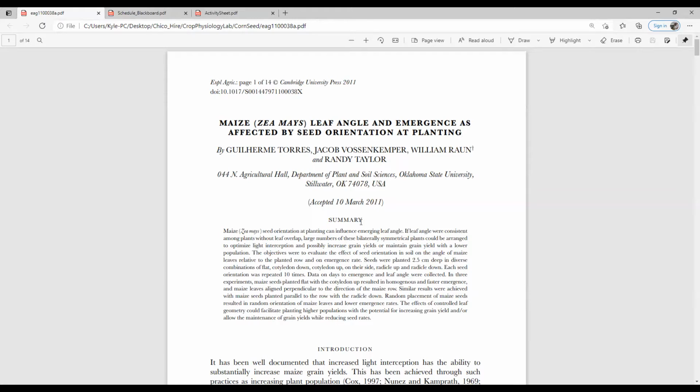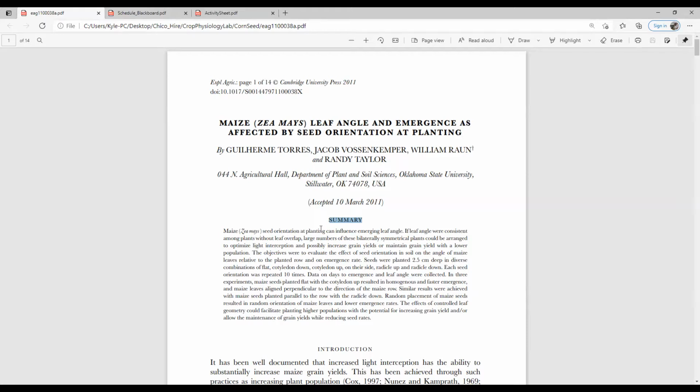But as we read through, we'll see it has an abstract. That abstract's shown as a summary. And the summary is, again, the abstract, it summarizes what they did, the work that they've done. It says maize seed orientation at planting can influence emerging leaf angle. So a pretty good, strong statement to start off with.